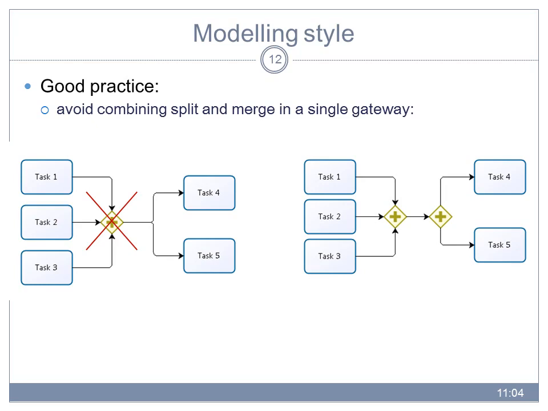A better way to represent this process model is as shown on the right. There you see first a gateway with merge semantics and join after task 1, 2 and 3, and then the single token is passed on to the next gateway, which has split semantics and splits the token into 1 token for task 4 and 1 token for task 5.